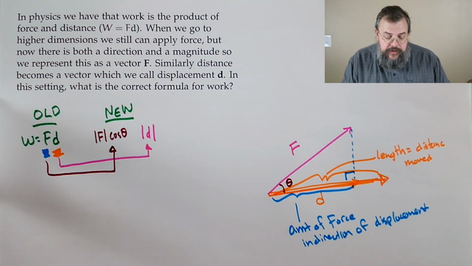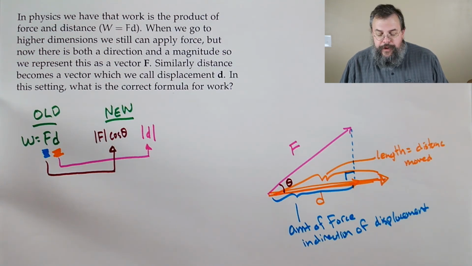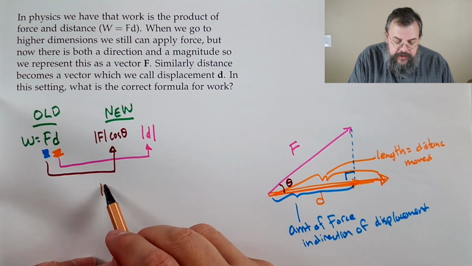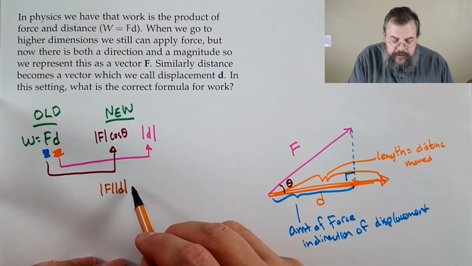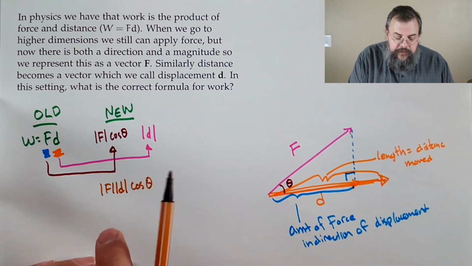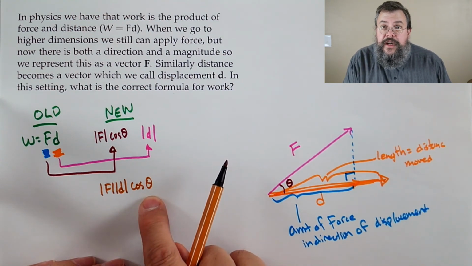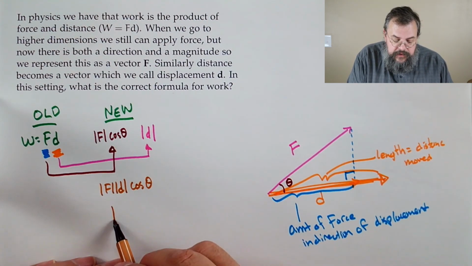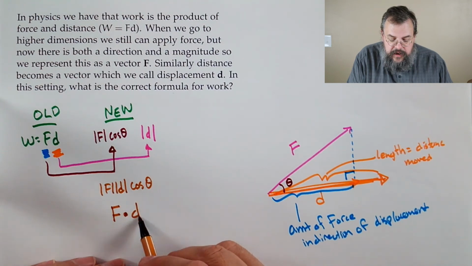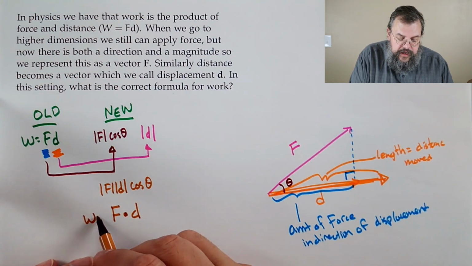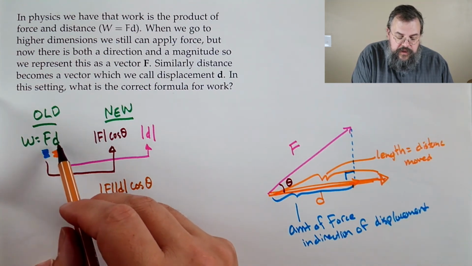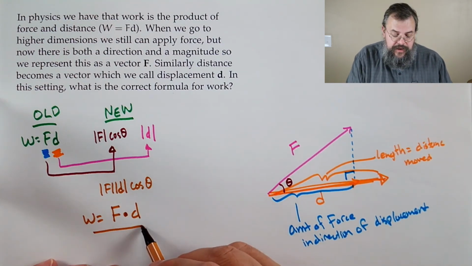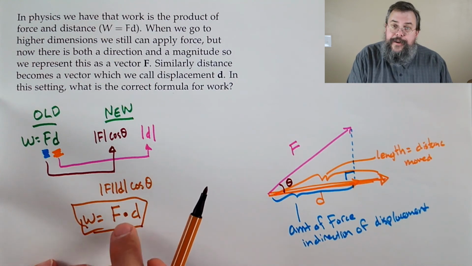Now, if you look at this expression, and you don't have to look very long, you say, wait a second, there's something really nice here. If we rewrite it a little bit differently, it's magnitude of F, magnitude of d, cosine theta. That is a very particular expression. Magnitude of vector, magnitude of vector, cosine of the angle between the vectors says this is a dot product. So this is our new setting. We went from work equals force times distance to work equals force dot displacement. So we end up adding a dot.